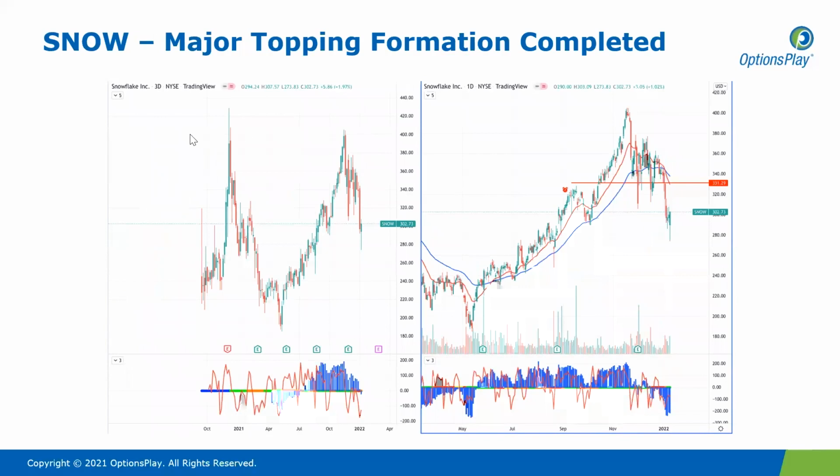So Snowflake, straight away, if we take a look at the 3-day chart, this massive double top at around the 400 level and fairly bearish price action since then. In terms of the daily chart, the key levels will be 331 and just this level just below 300, where we can see price broke below the 330 level with strong bearish momentum. It's now at the next support level, just below 300.